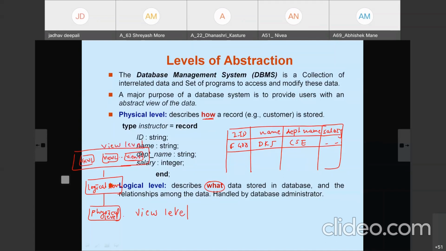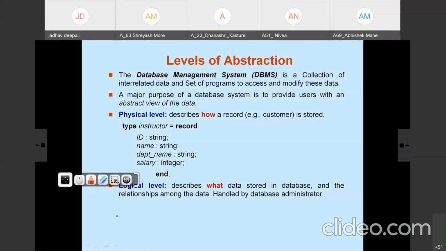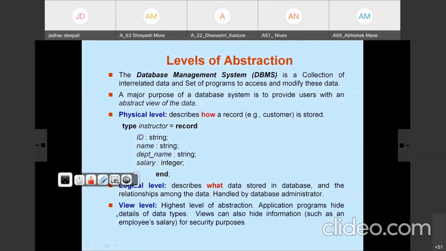Physical level: how data is stored. Logical level: what data is stored. And the view level provides different views of the data. It is a higher level of data abstraction which provides different parts of the database as view 1, view 2, view n for security purposes. It is not necessary that all users see the entire database, and for that purpose the view level is considered. So views can hide information.